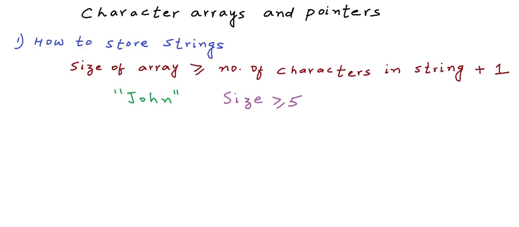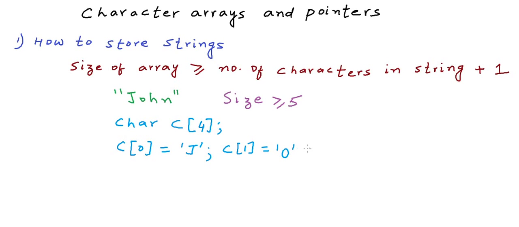Now the obvious question would be, why do we need space for one extra character? Isn't it that if we declare a character array of size 4, we can store all the characters in John? J will go at the 0th index, O will go at the 1st index, H and N will go at the second and third index respectively. So I'm storing all the data, isn't it? Let's try to understand it this way.